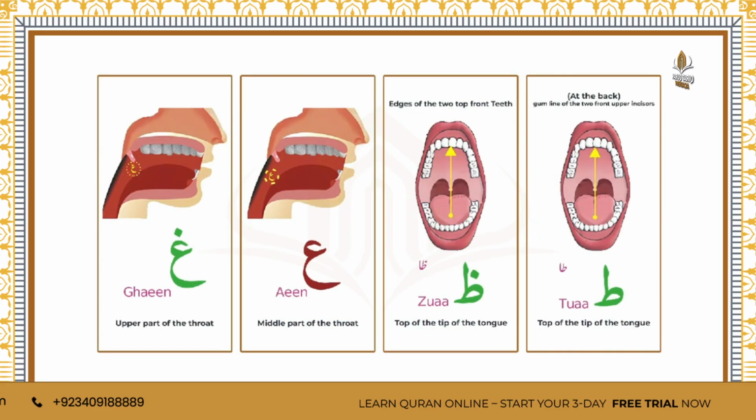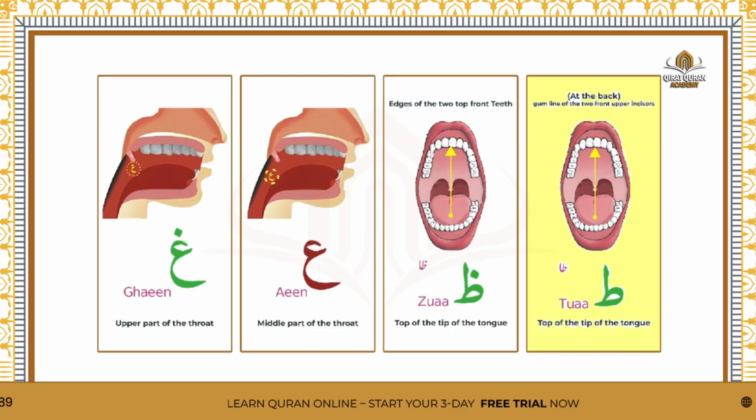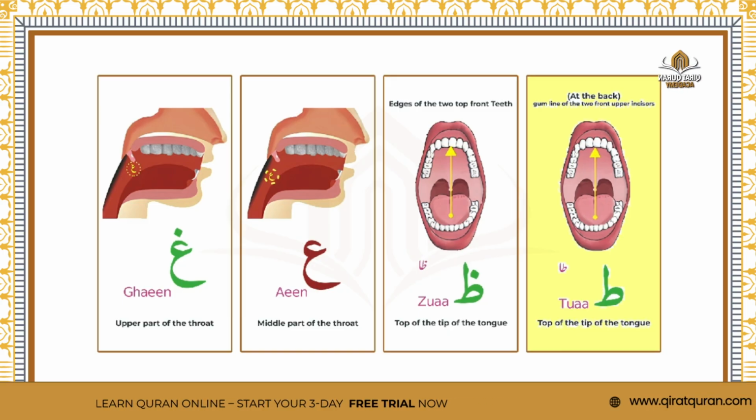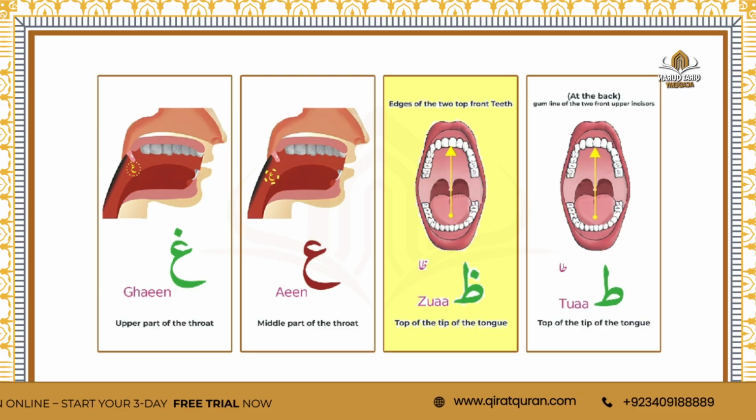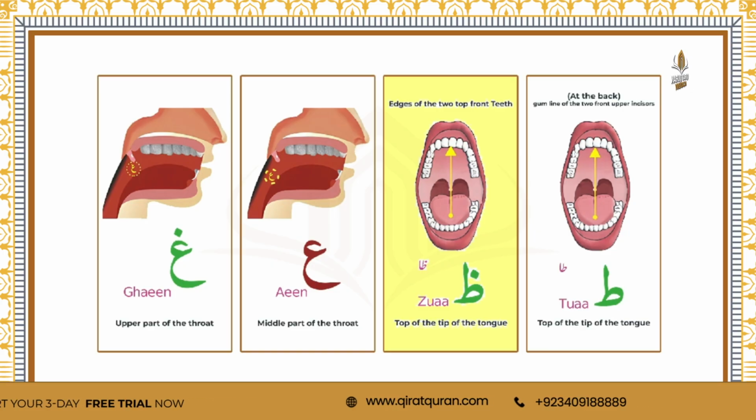And then we read about the origins of these letters. So first, Twa: the origin of this letter is the top of the tip of the tongue, this part of the tongue, and it will connect to the gum line of the two front upper incisors at the back. And then we read about the origin of Zwa, that for pronouncing Zwa, we have to use the top of the tip of the tongue, and it will connect to the edges of the two top front teeth. This is the origin of letter Zwa.